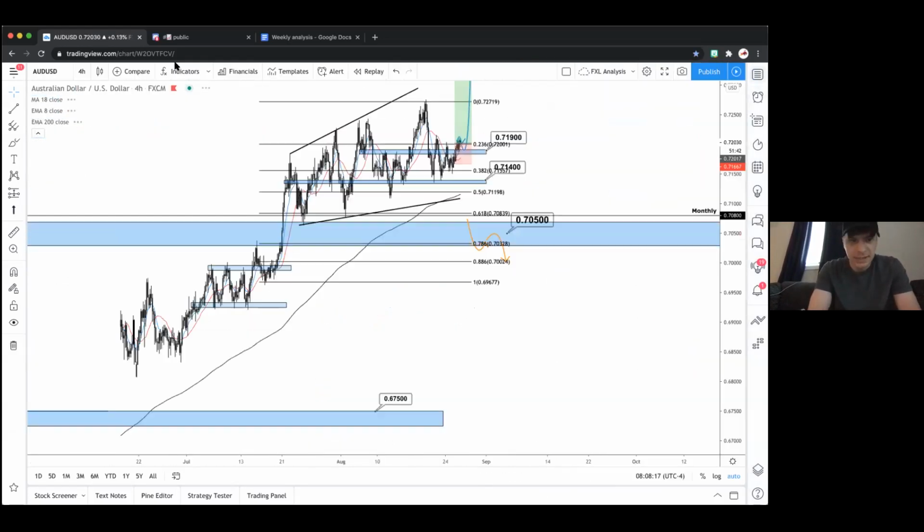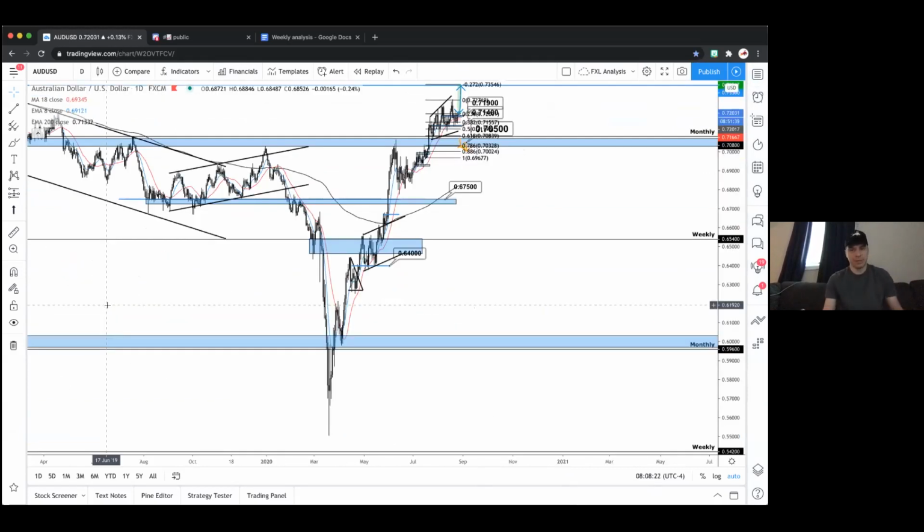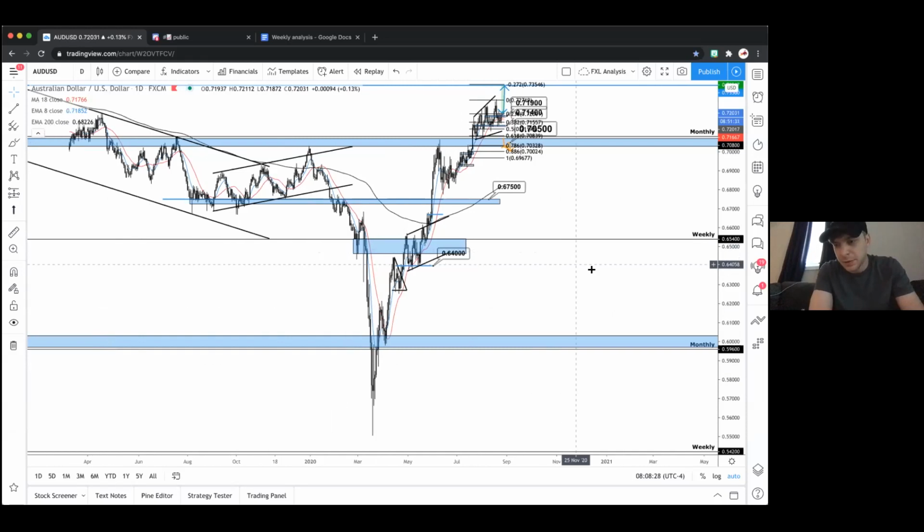AUD USD is next. This one's looking great for this week. Of all the pairs that I'm going to show you guys, this one is the closest to execution. This one's looking the most promising, and so on. And we'll get to that on the 4-hour in a second.